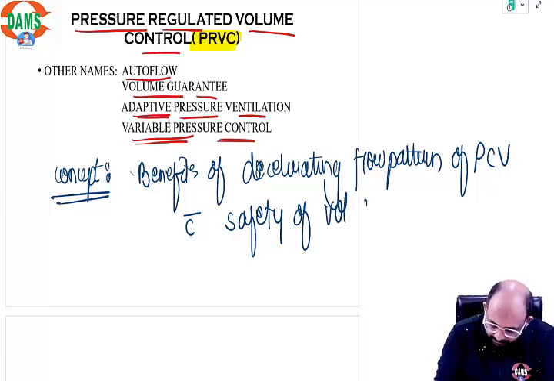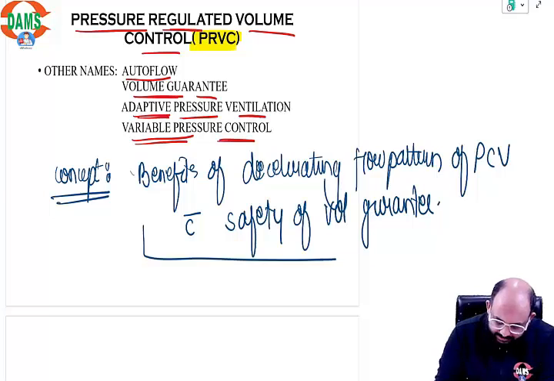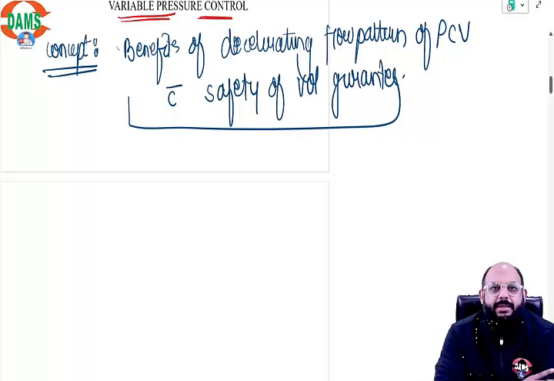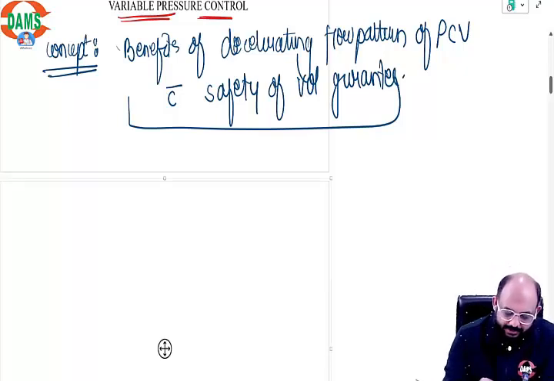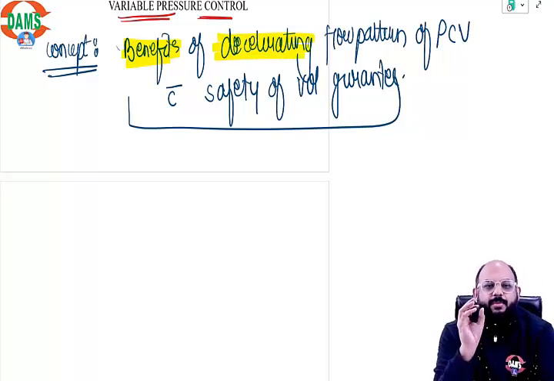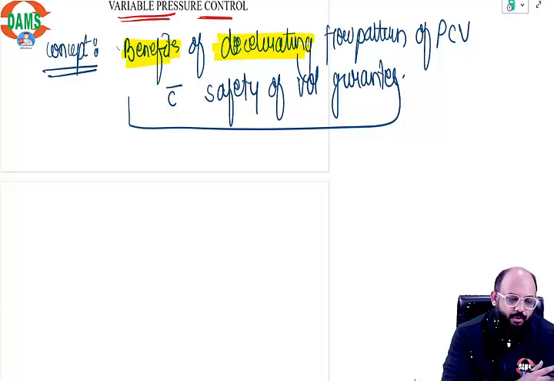Because ultimately you have to achieve a particular set minute ventilation that can only happen when you have an adequate tidal volume. So the concept is to take the benefits of a decelerating flow pattern, which is pathognomonic, a classic feature of pressure controlled ventilation.